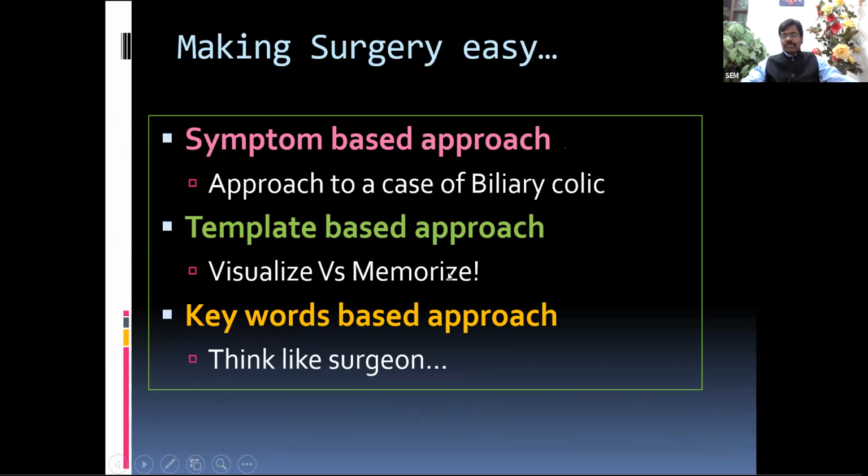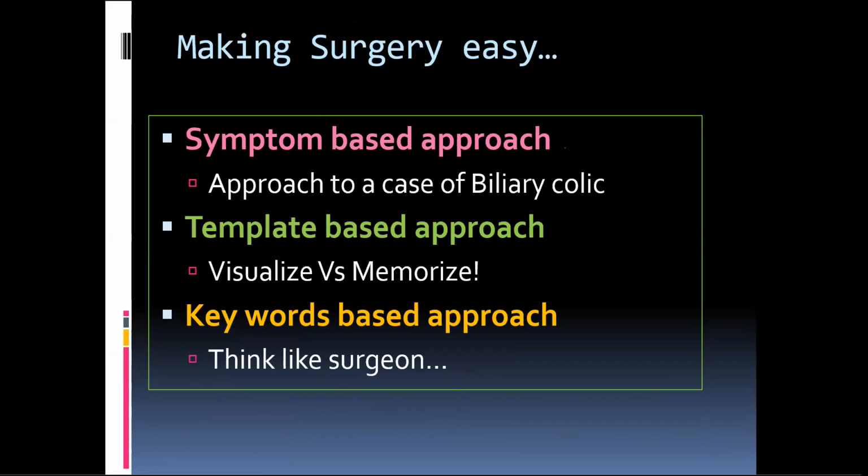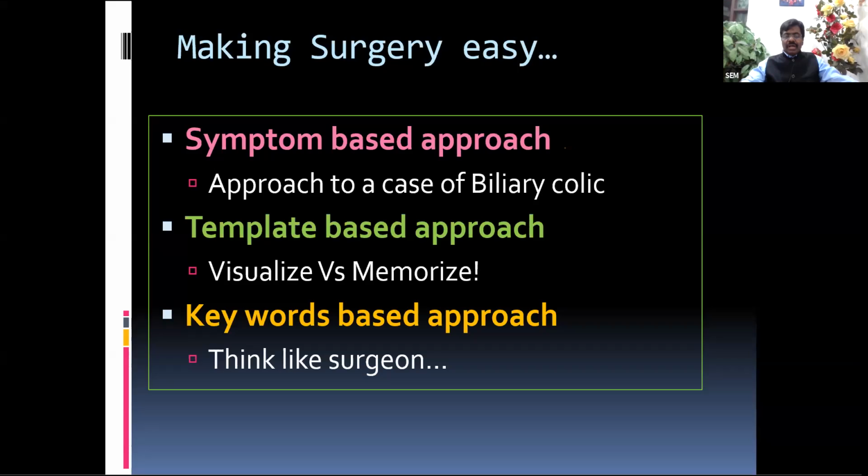Like every time I keep telling you these 3 points, you may be wondering if it is a repetition, but this is just to make your understanding of surgery very easy. Every time you have a patient, you have to imagine the patient is lying or sitting in front of you. So you need to visualize a patient of biliary colic, acute cholecystitis, or a case of obstructive jaundice.